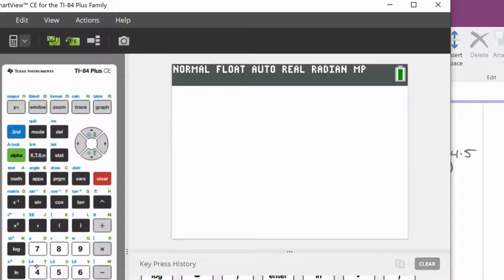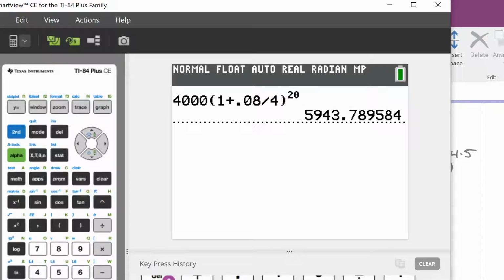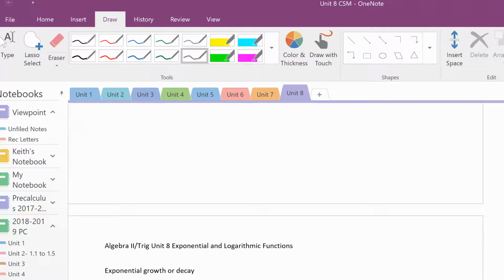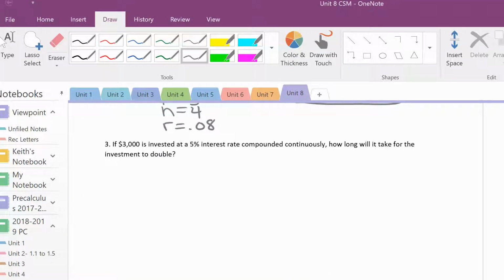So when you type that in your calculator, you can do that all at once. So it's 4,000 times 1 plus 0.08 divided by 4 raised to the 20th power. So it's $5,943.79. And of course, you would write your answer in a sentence. I'm just not, for the time.